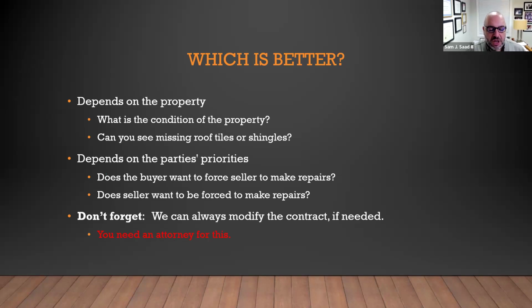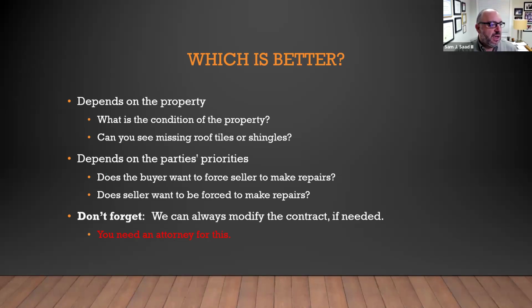I know you are told as realtors, do not mess with the pre-printed language. I guess as an attorney, I'm allowed to do that. So if you ever have issues, you need things fixed in the contract specific to your property, we can always make those changes.